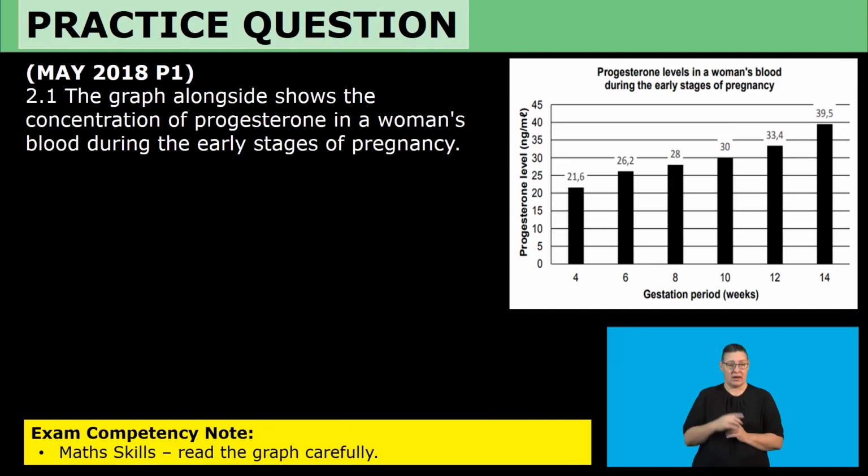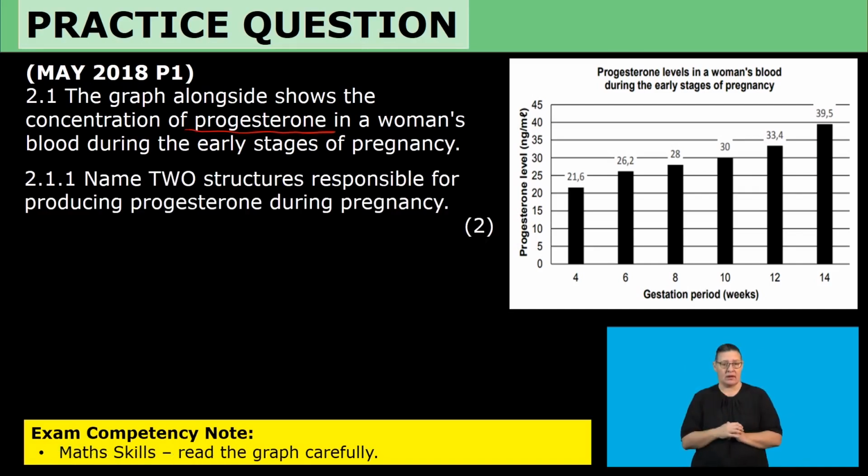Question 2.1. The graph alongside shows the concentration of progesterone in a woman's blood during the early stages of pregnancy. So check the trend of your bars. You can see there's an increase on your bars.